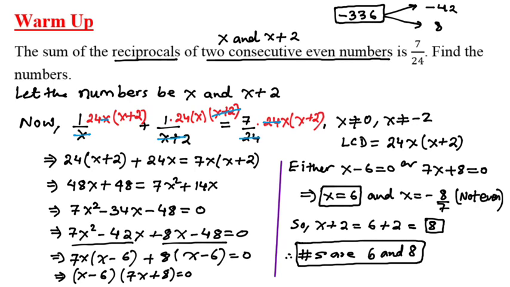You can also check your answer. What you have to do is take the reciprocal of 6, which is 1 over 6, take the reciprocal of 8, which is 1 over 8, and add them together to see whether you will get 7 over 24 or not. If you get 7 over 24, these two numbers that we obtained here are correct. And in fact, these two numbers satisfy the given equation.